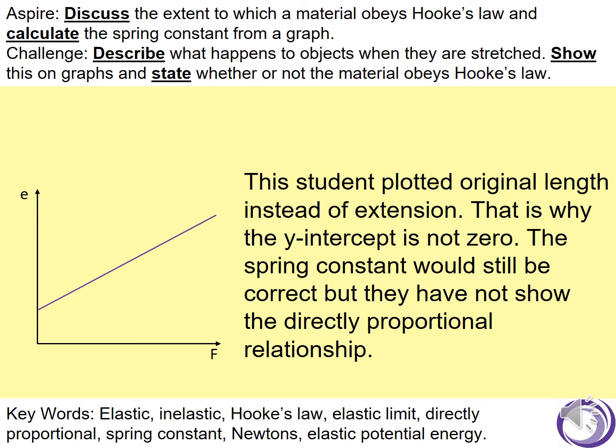If I added then a mass to that particular spring and it stretched by 5 centimeters further, then we need to remember to remove the original length of the spring from each of the plots. That is why the y-intercept down at the bottom here doesn't start from 0, because this particular extension represents the length of the spring. The spring constant would still be correct because the gradient of the line would be the same, but they have not shown the directly proportional relationship that we would expect because of that mistake.